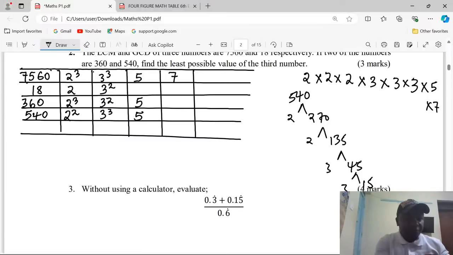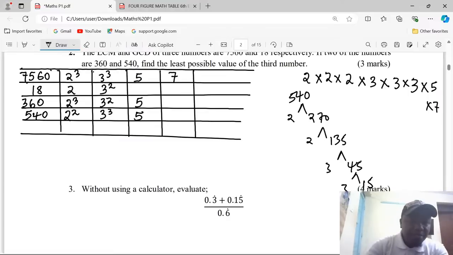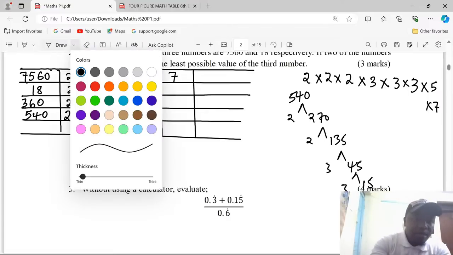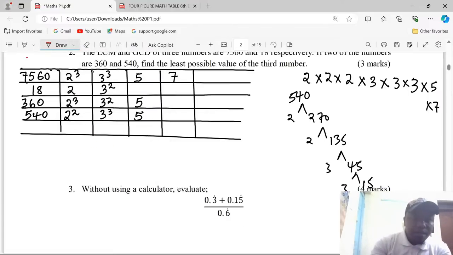Wonderful. Okay, the LCM and the GCD are up to this point. Let me underline that. Now the other numbers begin there. We can let the number be x.